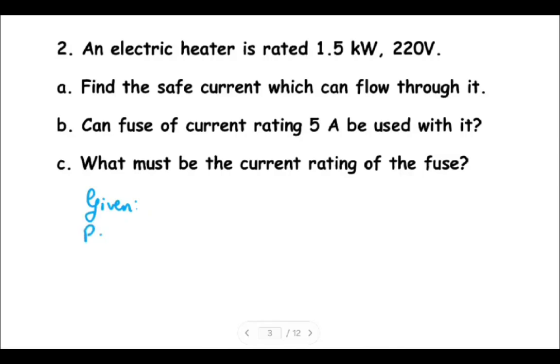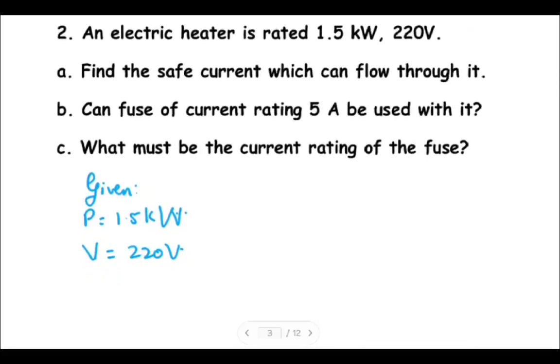Given, kilowatt means power. 1.5 kilowatts. Yes. Voltage, potential difference, 220 volts. Alright. So what do we do now? Normally we find power and current in terms of watts and not kilowatts. So here itself I am going to multiply this to remove the kilo part. What will I have to do? I will have to multiply it by 1000, which is 1500 watts.